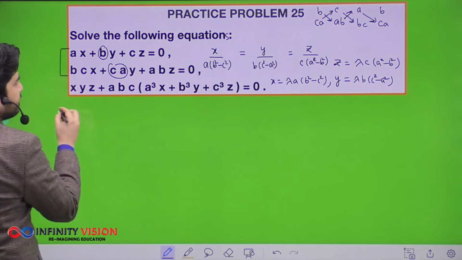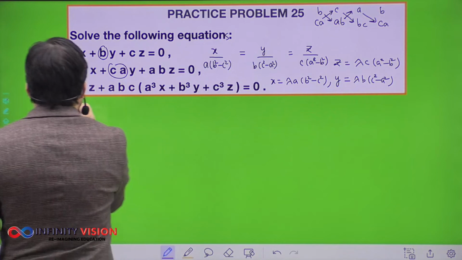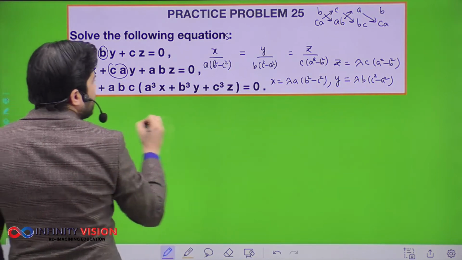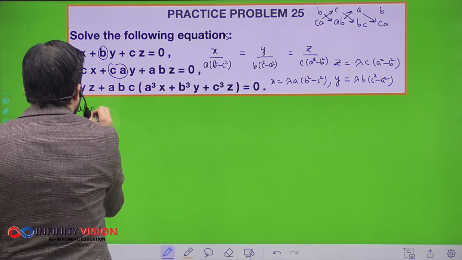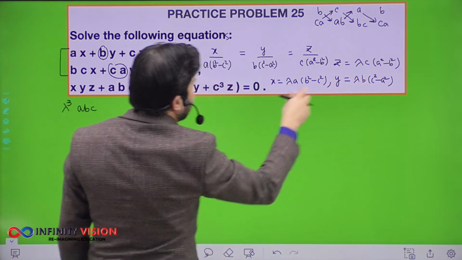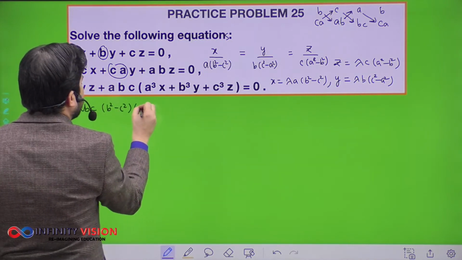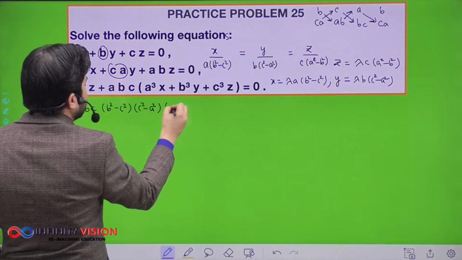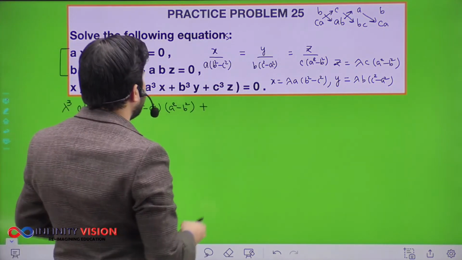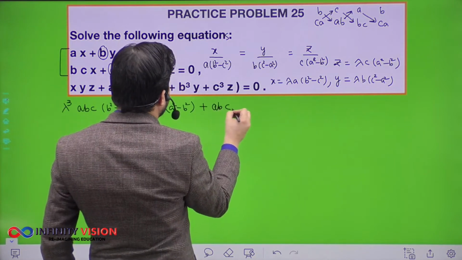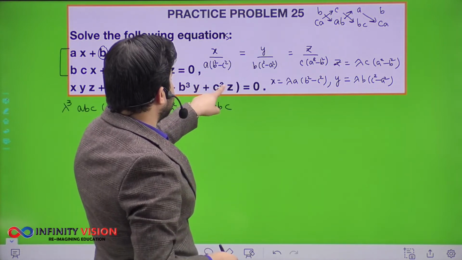Now I'm going to write my xyz in the third equation. So my xyz would become lambda, so this will become lambda cube. ABC, so this will become ABC. And then I have the cycle b square minus c square into c square minus a square into a square minus b square. Plus, I got ABC, so I'll just write ABC. Here I got a cube x, b cube y, c cube z.